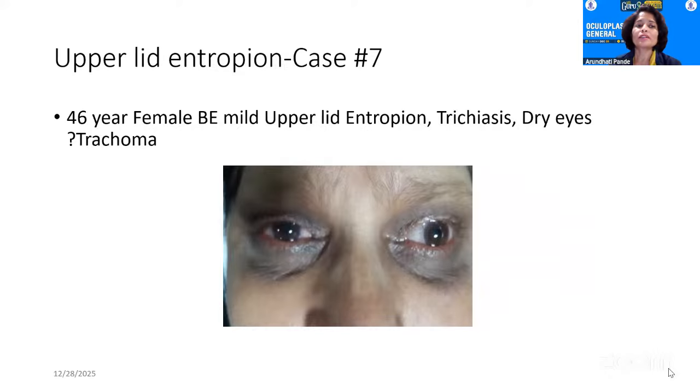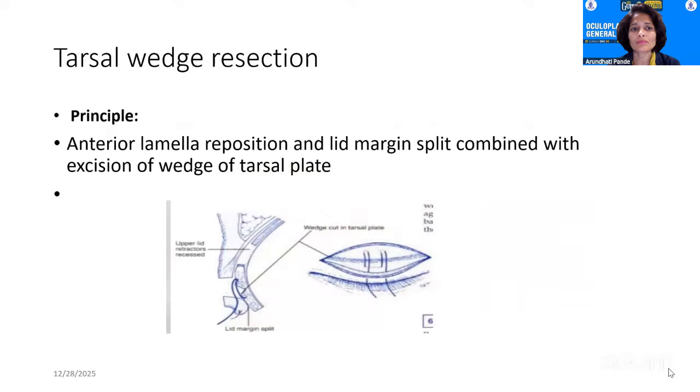So this lady, 46-year-old female, presented with bilateral mild upper lid entropion, trichiasis, dry eyes, query post-trachoma. So what is done in this patient is a tarsal wedge resection. What is the principle? Anterior lamella reposition and lid margin split combined with excision of wedge of tarsal plate. So in the tarsal plate, a small wedge is removed and then it is sutured so that shortening of the tarsal plate is done.